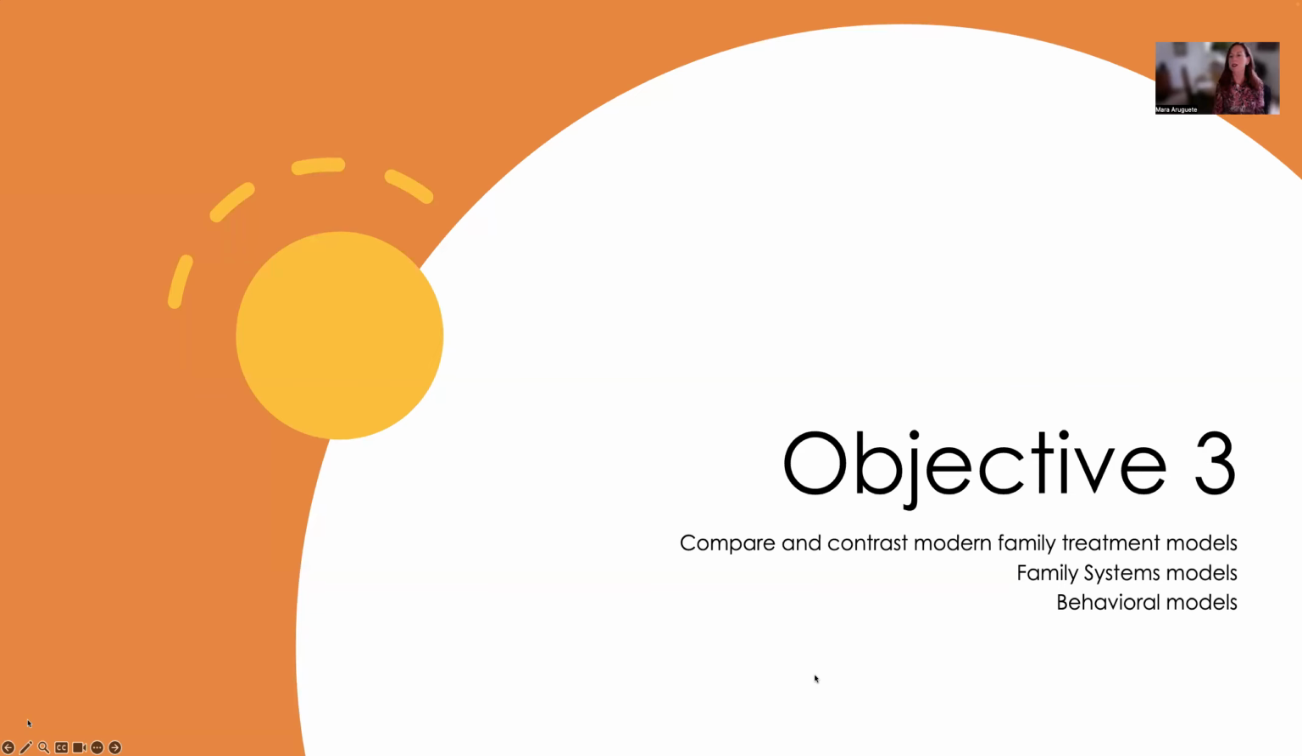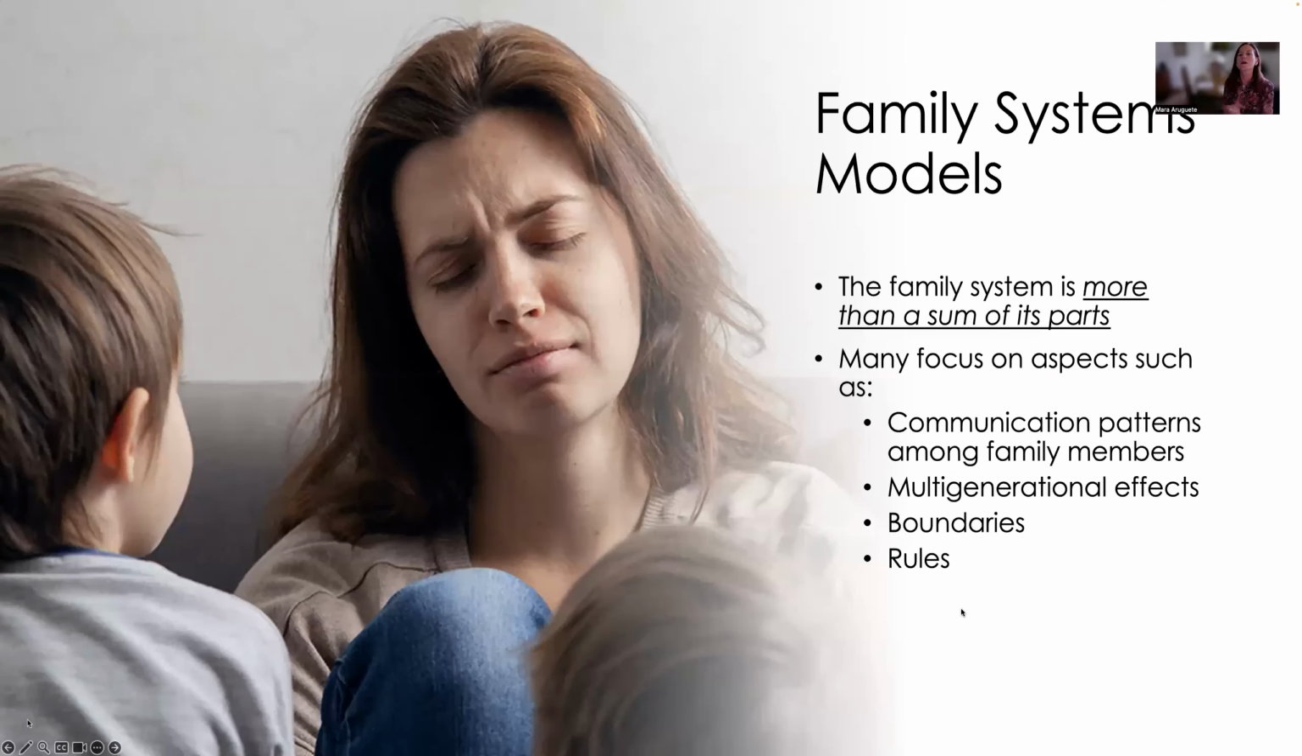Objective number 3, we're going to compare and contrast those two additional family treatment models, the family systems model and the behavioral models. And then we're going to get into objective 4, and we'll get into some of the specific treatments in terms of therapies using these family systems models. And the therapies will mainly be based on these two models. Again, we don't really use that disease model and all that codependency stuff that we talked about in the last one anymore. Okay, first let's talk about the family systems model.